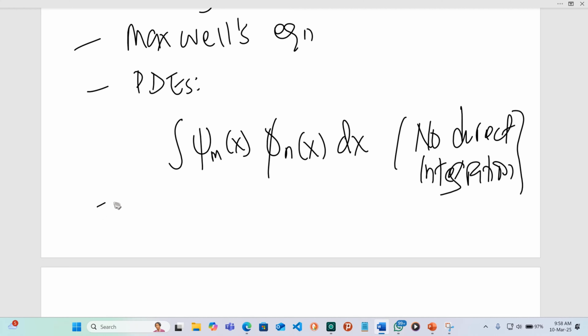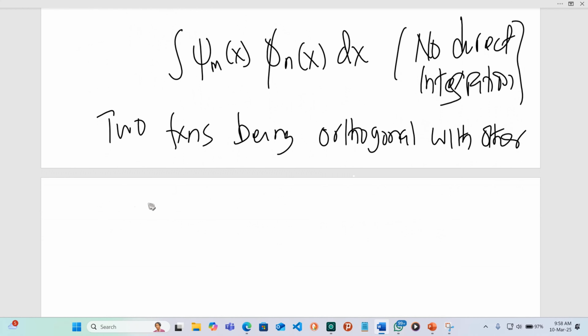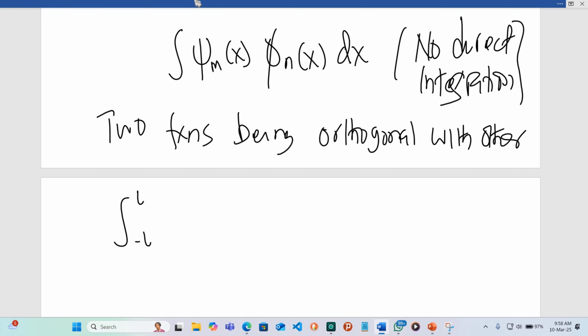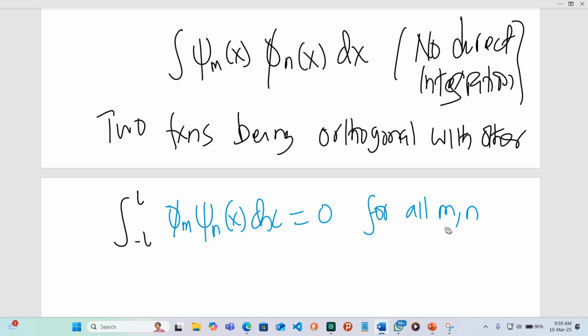An example is that if you have two functions being orthogonal with each other, then integrating them over a symmetrical interval, for example negative L to L, of phi m of x phi n of x with respect to x, is going to equal 0 for all values of m and n.